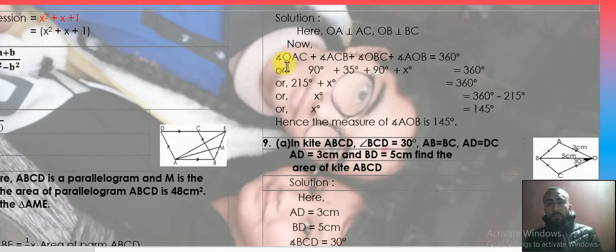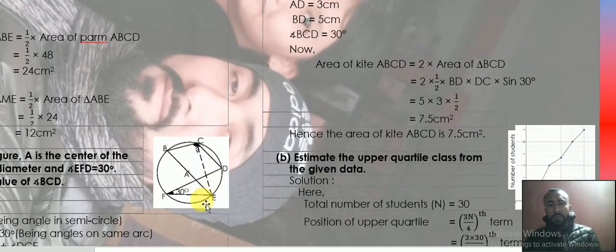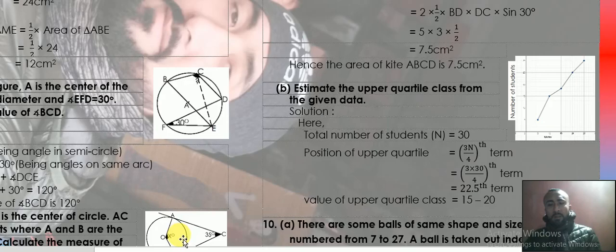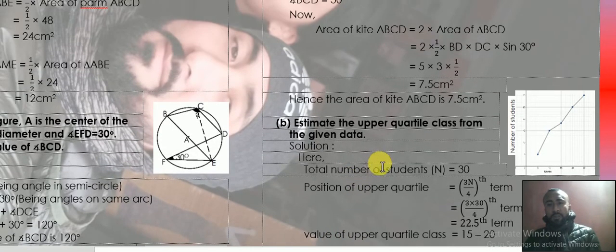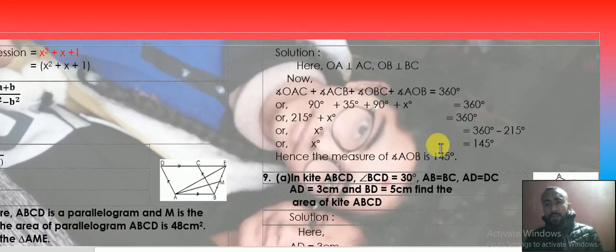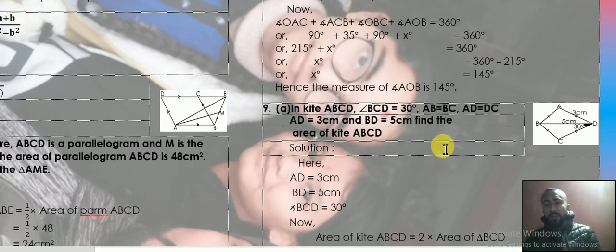Now the remaining one, here 90 plus 35 plus 90 plus x, because here you can see the figure is a quadrilateral and the sum of the interior angles of a quadrilateral is 360 degrees. So by that property we get the measure of angle AOB is 145 degrees.